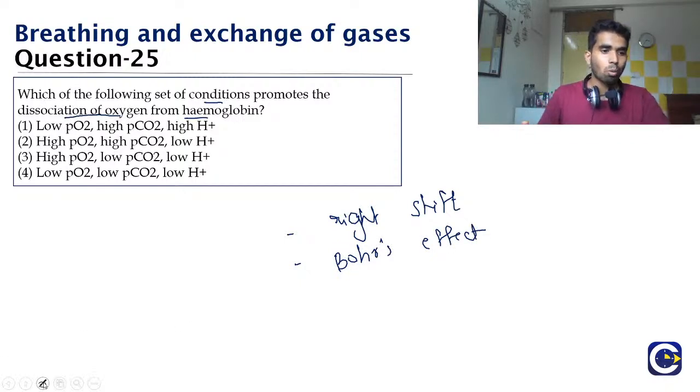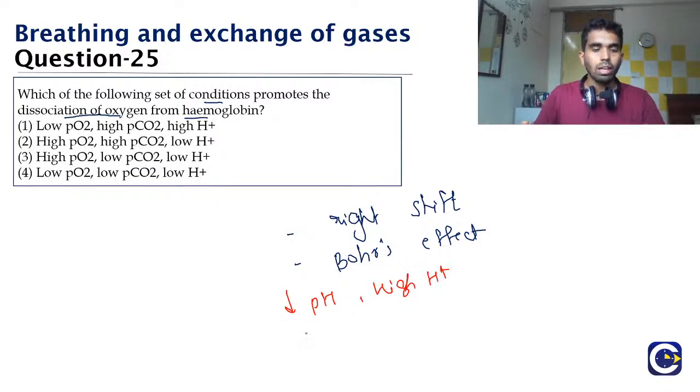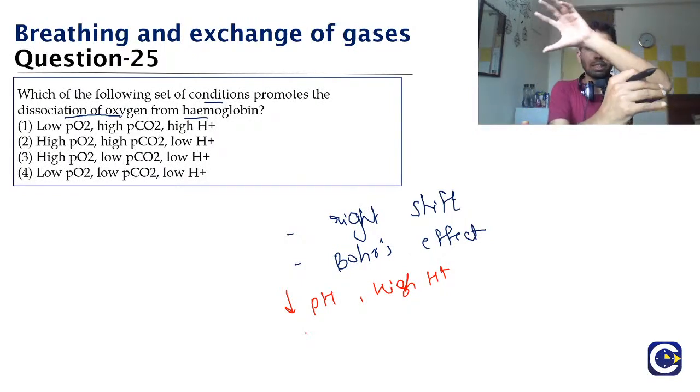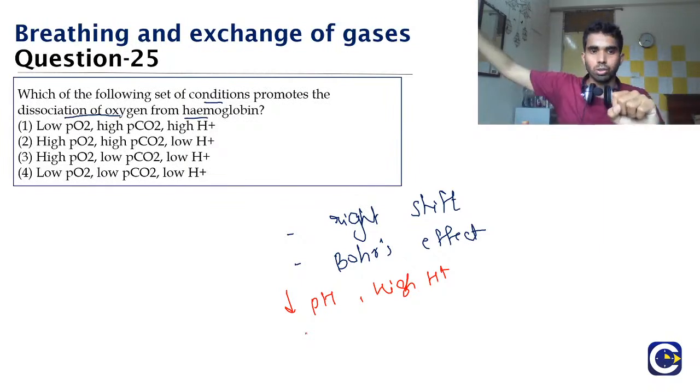And what are the important factors in which the shift occurs? The important factors are pH, that is, if there is acidic pH, the oxygen will come out. A decrease in pH means high H plus. And if the carbon dioxide is more, here the oxygen is bound to the hemoglobin, and if the carbon dioxide is increasing, it will displace this oxygen out.